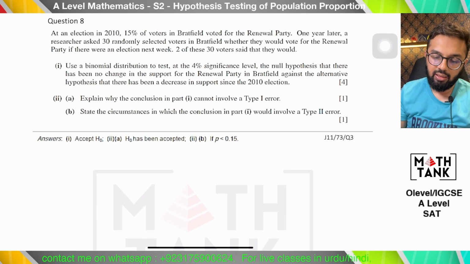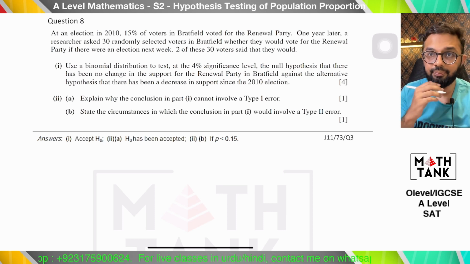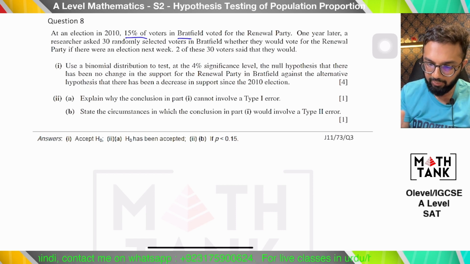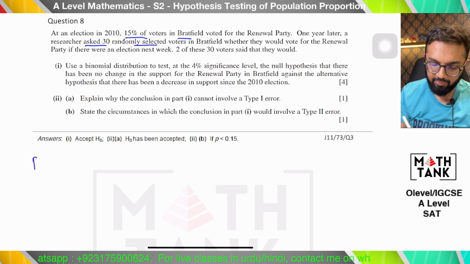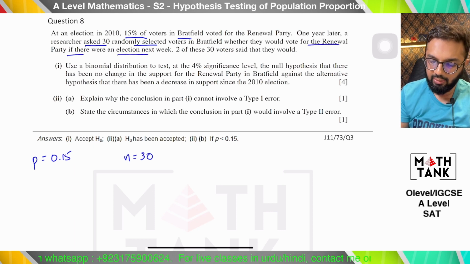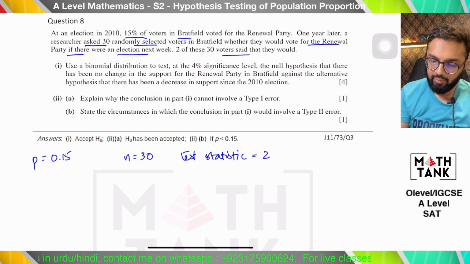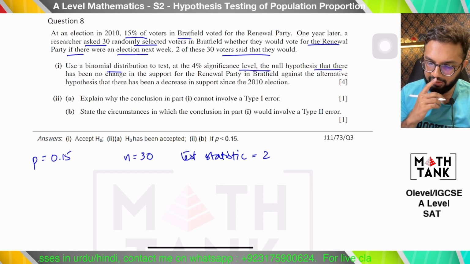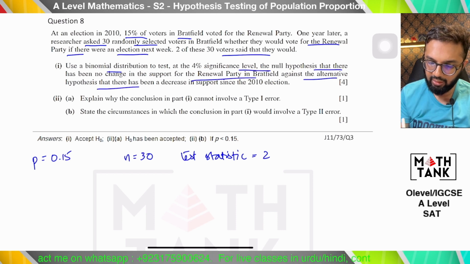Question number 8. At an election in 2010, 15% of voters in Bradfield voted for the Renewal Party. One year later, researchers asked 30 randomly selected voters in Bradfield whether they would vote for the Renewal Party if there were an election in 2 weeks. The test statistic came out as 2 of the 30 voters said they would. Use a binomial distribution, at the 4% significance level, to test the null hypothesis that there has been no change for the Renewal Party against the alternative hypothesis that there has been a decrease in support.